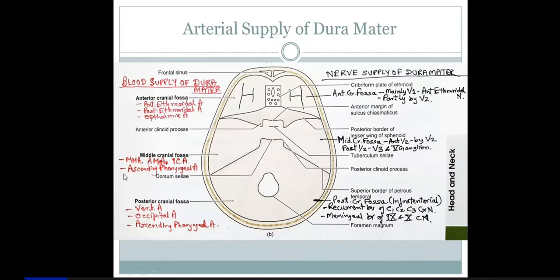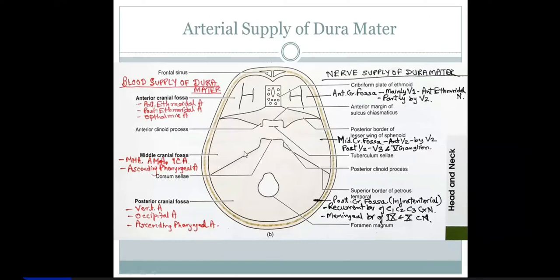And of course, there are branches coming from outside of the skull, and one of them is the ascending pharyngeal artery, which gives three meningeal branches into the cranium, and one of them enters the foramen lacerum into the middle cranial fossa. So remember, the blood supply of the dura lining the middle cranial fossa is by four arteries: middle meningeal artery, accessory meningeal artery, both of them branches of the first part of the maxillary artery, and the internal carotid artery, as well as the ascending pharyngeal, which is a branch of the external carotid artery.